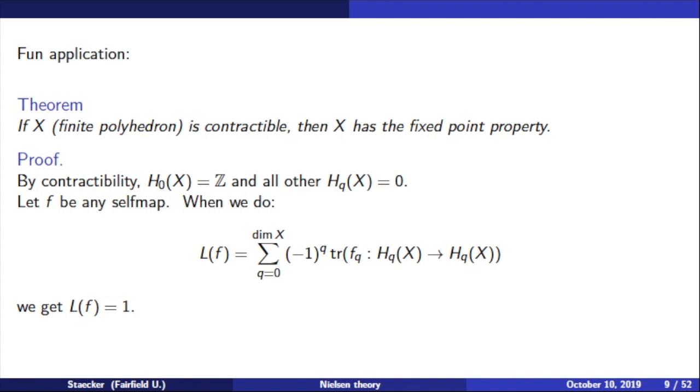And since it's connected and your function is mapping this component onto itself, the dimension zero trace equals one. So you get the Lefschetz number one, which means there's a fixed point, and so any contractible space has the fixed point property. Actually, this is not the easiest way to prove this theorem, but that's that.